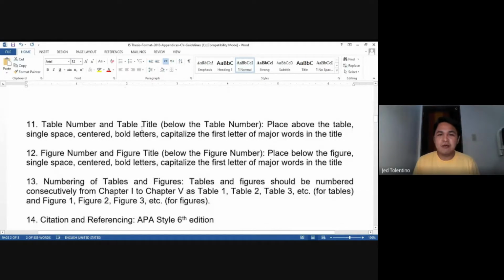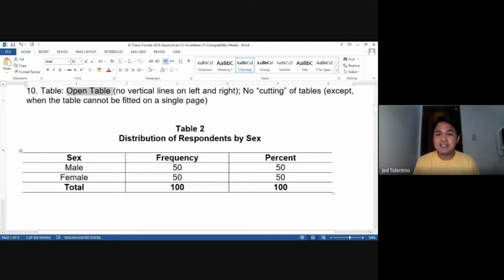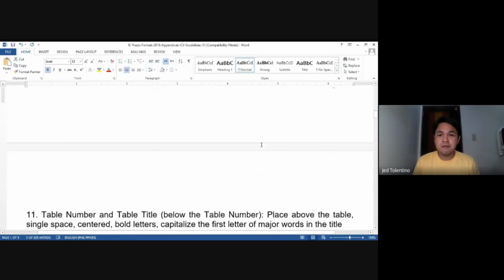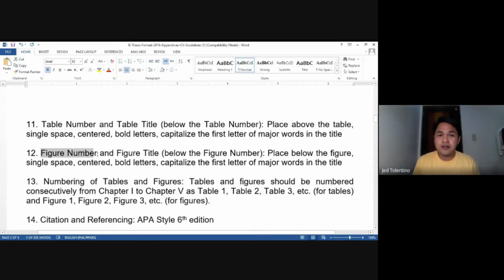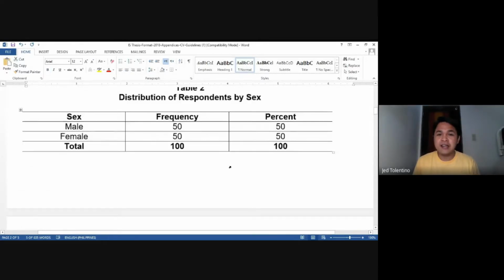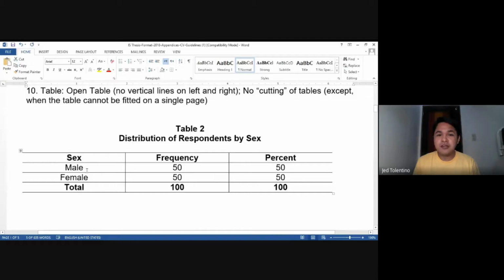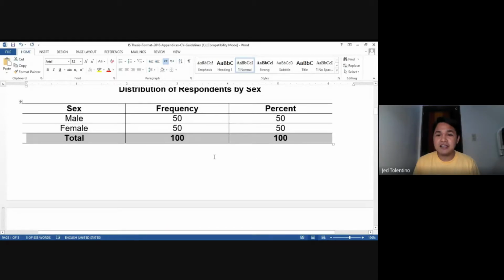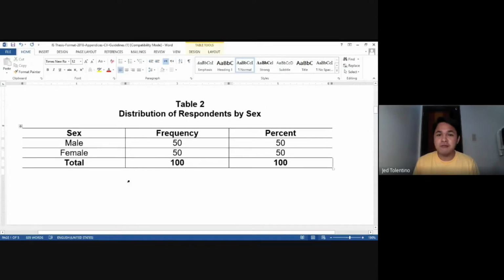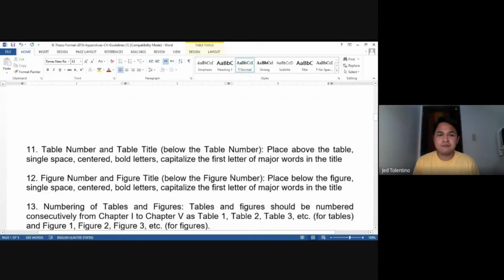Table number and table title. Below the table number. Tandaan nyo, kapag table, sa itaas siya ilalagay dito. Table. Sa ilalim ang kanyang description. Pero, pag siya ay figure, yung figure number o figure title, dito nyo sa ilalim ilalagay. Pag table sa taas, pag figure sa ilalim.